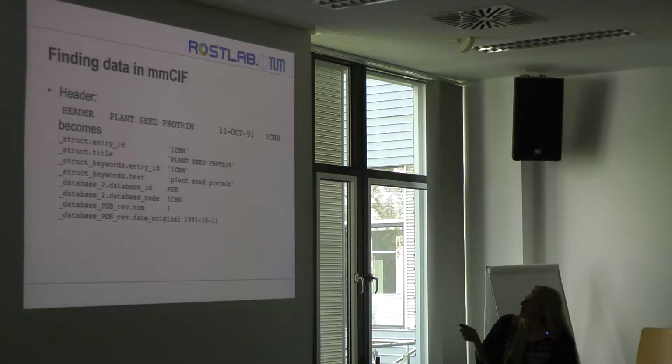So if you want to find data in mmCIF, for us who are used to PDB, this is really getting used to, because we were used to just looking at the header and having any information we expect there, and now it's distributed over different fields. So for example, this line would become, in the struct, the entry ID, which is this one. In title, you would have the name of this structure. Then you would have some keywords, which would say that's a plant seed protein. In the database PDB revision, you would find that it's originally from October 11, etc.